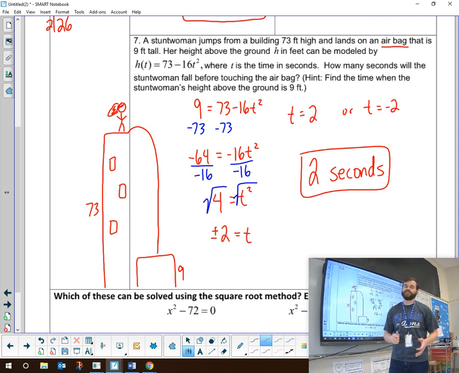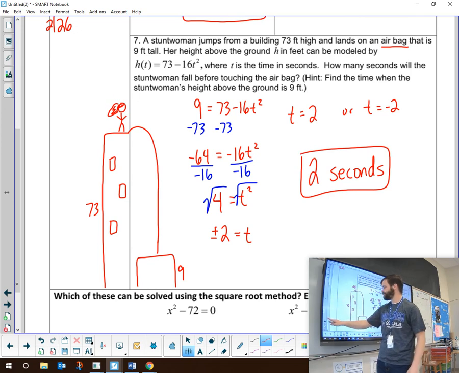All right, so remember, just solve for your squared portion. Don't distribute into the parentheses. Just solve for that squared portion, square root both sides, and then try to simplify it from there.